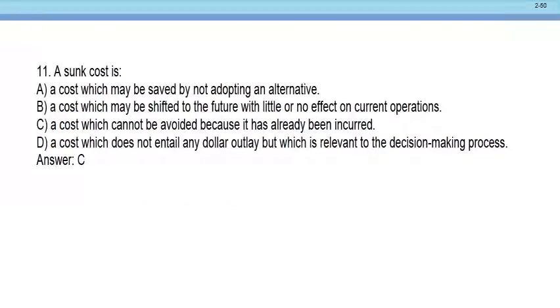So a sunk cost is a cost which may be saved by not adopting an alternative. It's gone, isn't it? That's the opportunity cost, right? A cost which may be shifted to the future with little or no effect? No. I mean, if it says sunk, then you pretty much don't think it's going to be in the future, right? And then C: a cost which cannot be avoided because it has already been incurred, right? Okay, good.